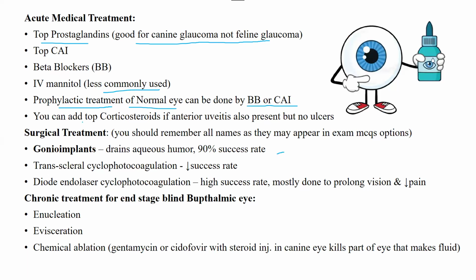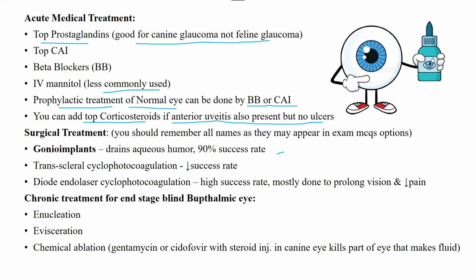You can add topical corticosteroids if anterior uveitis is also present but no ulcers. So if the glaucoma you are dealing with is because of a disease like anterior uveitis that led to the glaucoma, in that situation you can add corticosteroids, which are a treatment for anterior uveitis. But make sure there are no ulcers in the eye, because if an ulcer is also present, corticosteroids are contraindicated in that situation.